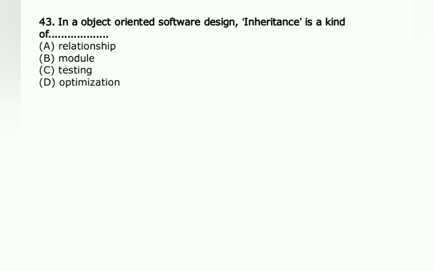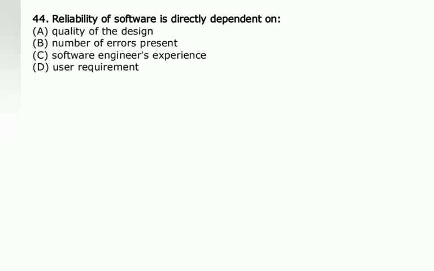Next, in object-oriented software design, inheritance is a kind of relationship. So option A is the correct one. Reliability of a software is directly dependent on what? If a particular software is working properly, that means there are no errors in the software. Then only the software will give the correct output. So option B is the correct one, number of errors present.